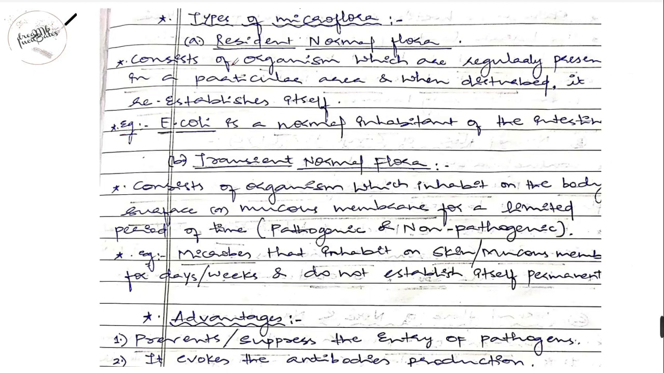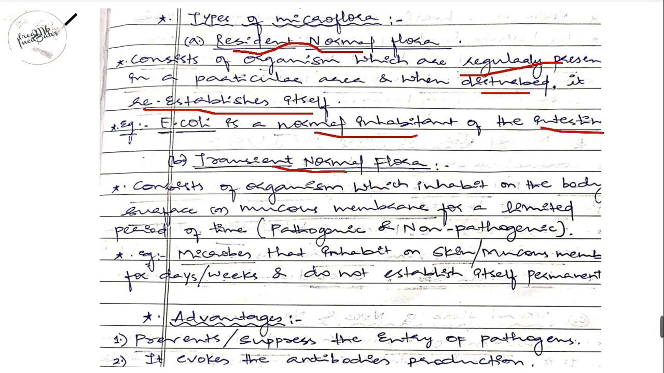Two types of normal microflora are studied. One is resident normal microflora, the second one is transient normal microflora. Resident flora consists of organisms which are regularly present in a particular area, and when disturbed, it can re-establish itself. Example: E. coli, a normal inhabitant of the intestine.